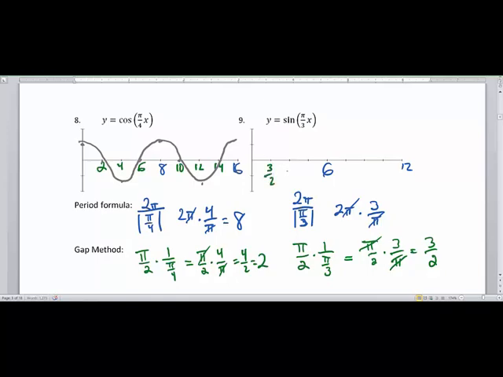and 3 halves plus another 3 halves is 6 halves, and 6 halves is 3. And then 6 halves plus another 3 halves is 9 halves. 9 halves plus another 3 halves is 12 halves, which is 6. 12 halves plus another 3 halves is 15 halves. 15 halves plus another 3 halves is 18 halves, which is 9. And then 18 halves plus another 3 halves is 21 halves. And 21 halves plus another 3 halves is 24 halves, which is 12. So you can see the 3, 6, 9, 12, and then the equal spacing between them all.